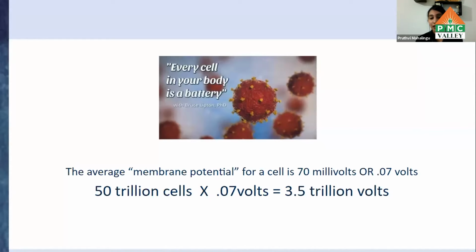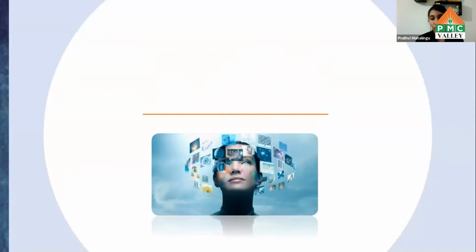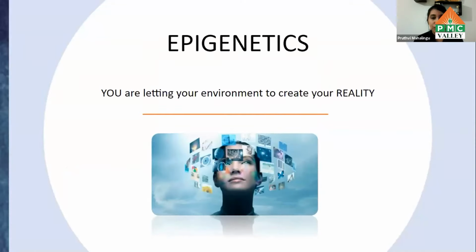But we are completely unaware of this energy because all of it is given out in the thoughts of other people, things, and circumstances. And this is what we call epigenetics. It is not the genes that actually have an impact on our health. It is the epigenetics, the environment outside of us, which has an impact on our health. So you are letting your environment create your reality. It has to be the other way around, where you are the person who creates your own reality and does not let the environment create it for you.